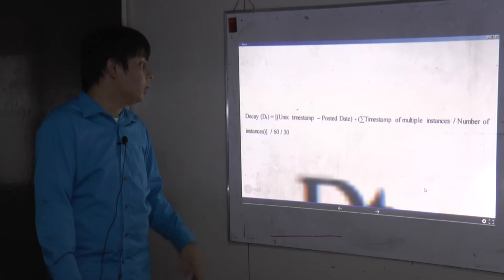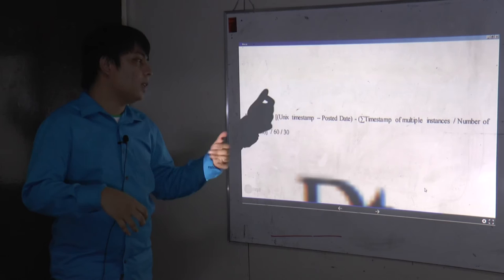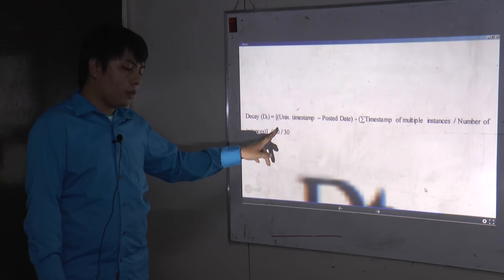So next, the decay. Decay is the unique timestamp minus the posted date. So the difference from now to the date it was posted, in seconds, then minus the timestamp. The summation of multiple instances divided by number of instances by 60 and 30. So this one is per 30 minutes.